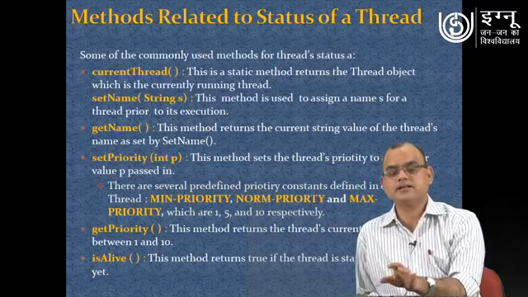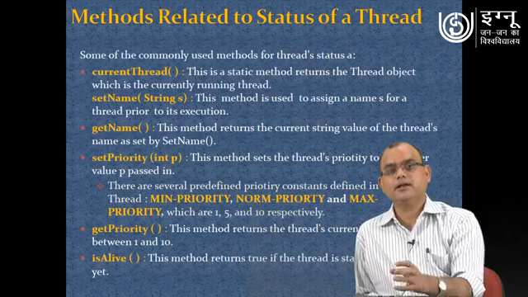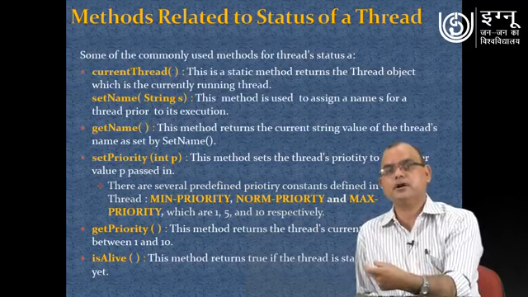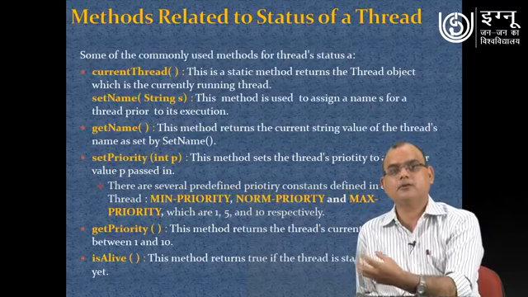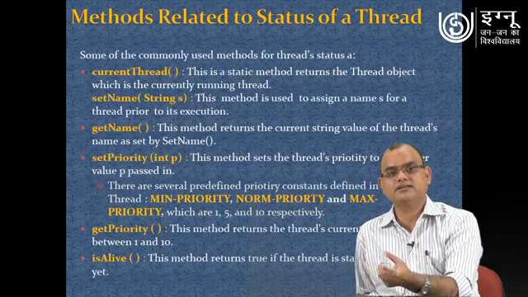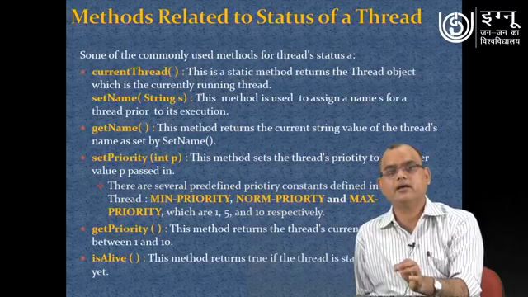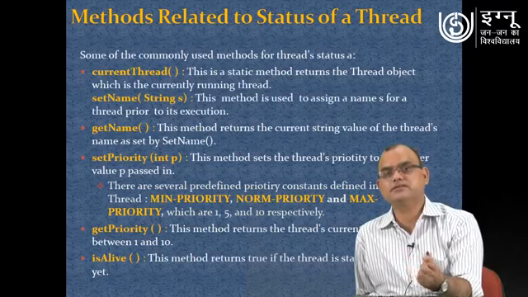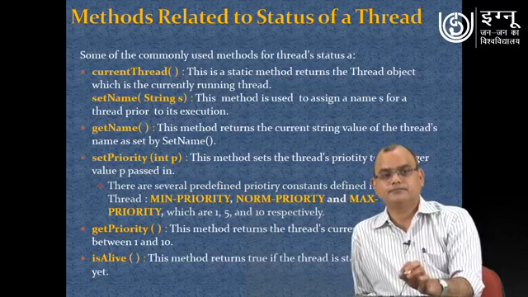And the getPriority method is used for getting the priority of a specific thread. For example, suppose you want to know the priority of a thread, then on that particular thread you can apply getPriority and it will return an integer value between 1 and 10. You can use that priority for your decision making process, or on the basis of that observation you can change the priority of the thread as per the specific requirement of your solution.